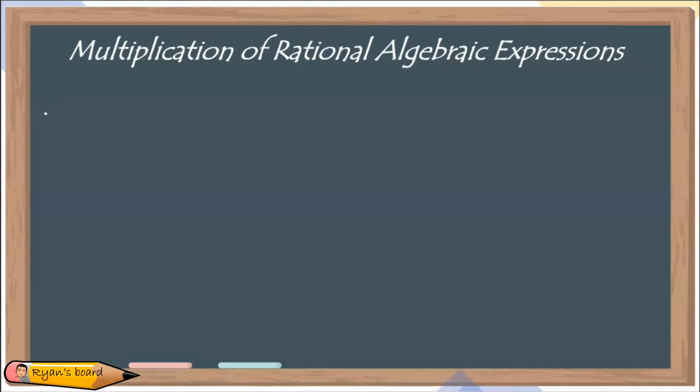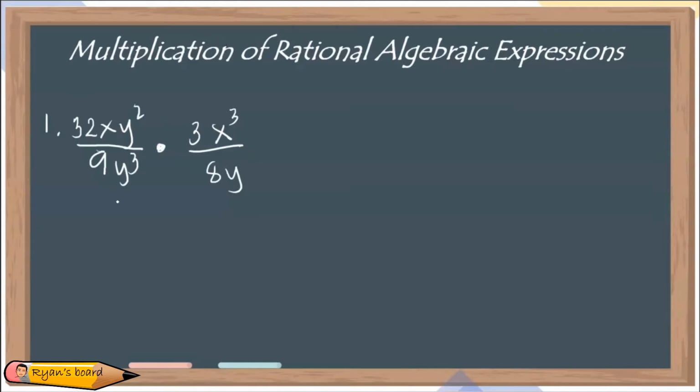Let's say we have 32xy squared over, let's say, 9y cubed, times, since this is multiplication, 3x cubed over, let's say, 8y. So we have a rational algebraic expression, then we have another rational algebraic expression. So how to multiply this?